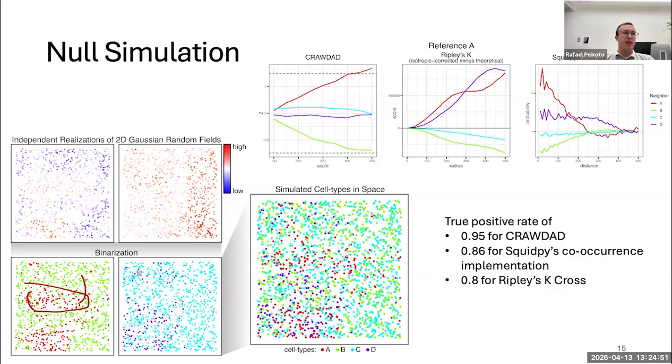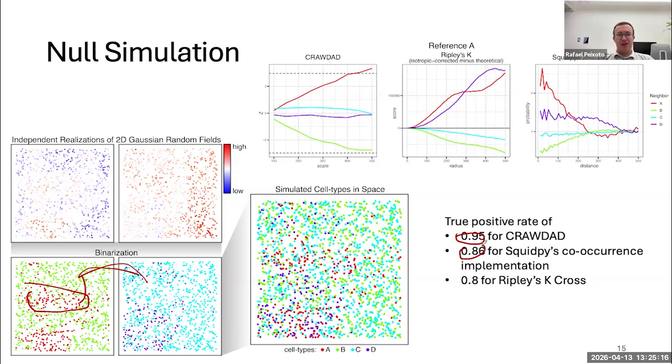If they came from distinct simulations, so here we have two simulations, they should not have any significant relationship with each other. And when we performed this over 100 simulations, I think, or 10 simulations, we saw that CRAWDAD had higher true positive rates than the other two methods.